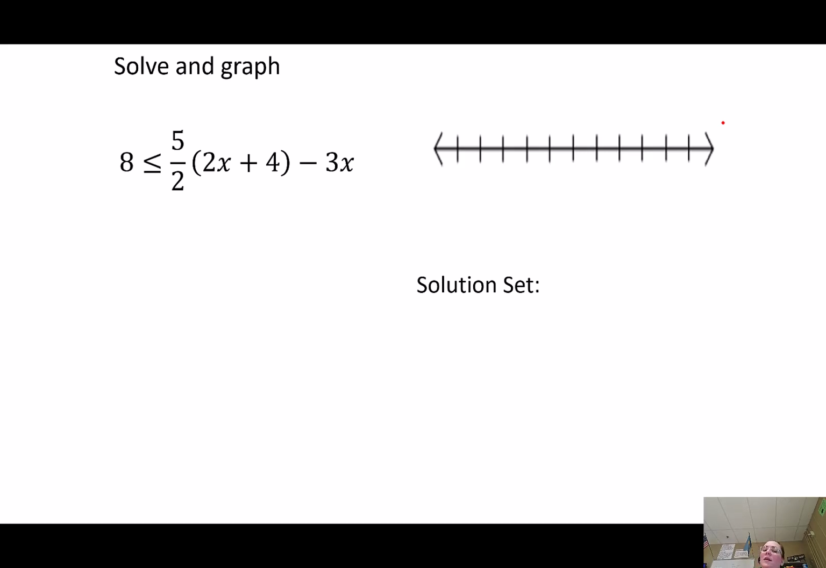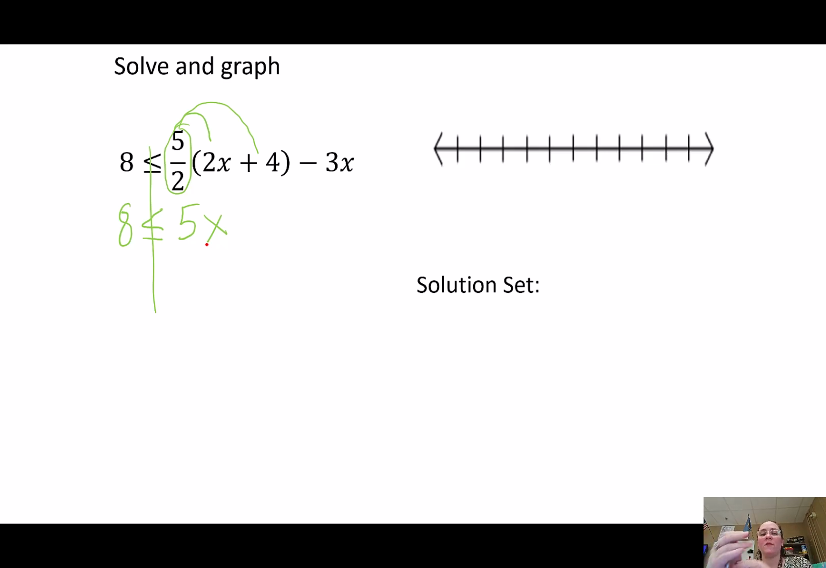All right, one last one, and yes, this one does look a little bit tricky because it does have fractions, but I promise it's going to come out okay. And remember, you can use your calculator. So first thing I want to do is distribute my fraction. So 5 halves times 2. Okay, well, 5 times 2 is 10. Then I have to divide that by 2, which gives me 5. So I get 5x there when I multiply that fraction through.